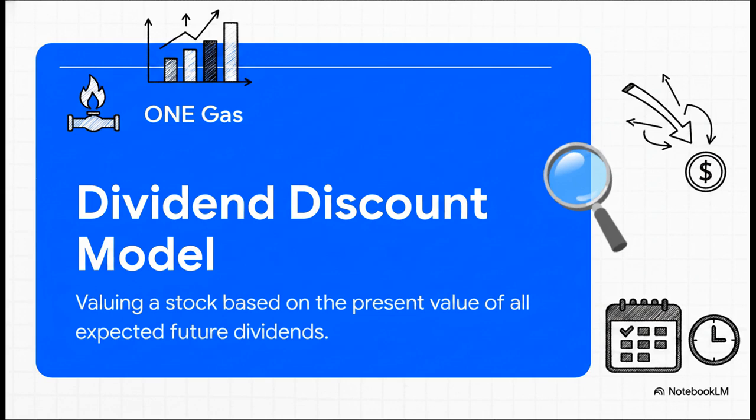And because one gas has that 12-year streak of dividend increases, the dividend discount model, or DDM, is by far our most reliable tool here. The logic is beautifully simple. If you buy a stock purely for the cash it pays you, well, the stock is worth the sum of all those future dividends, discounted back to today's dollars. For a regulated utility with highly predictable dividends, it's a perfect fit.